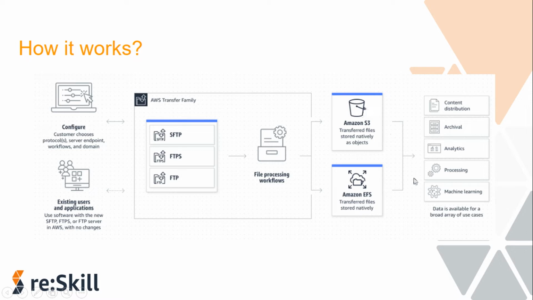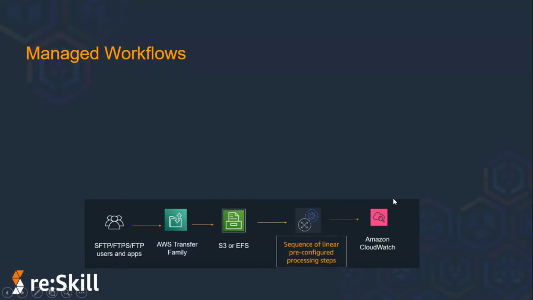And once the data reaches into these services, from there we can use the data for multiple purposes, maybe for the content distribution, for the archival purposes, for analytics, processing or machine learning. So different use cases can be there for how we want to use the data that we have got in the S3 or EFS. But what are managed workflows that I was telling about?